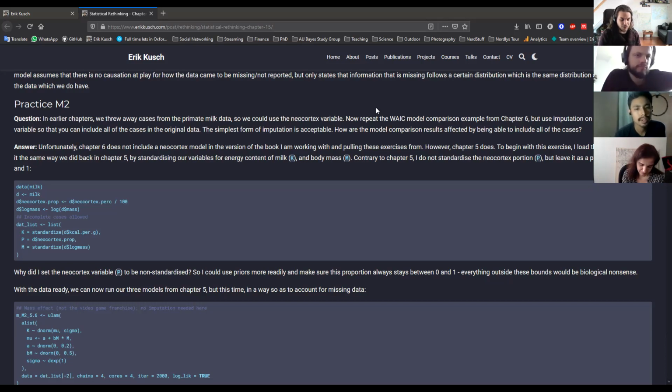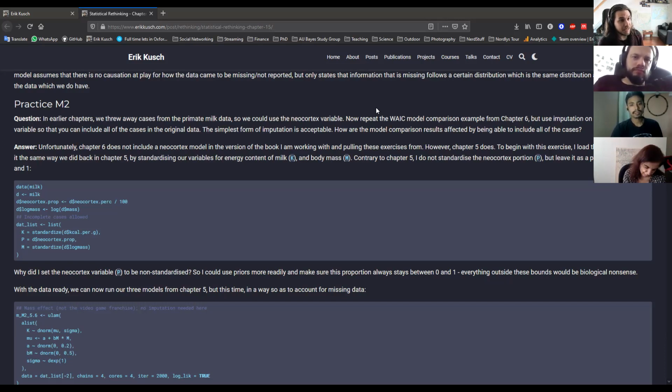So the question for M2 was that in earlier chapters, we threw away cases from the primate milk data so we could use the neocortex variable. That was complete case deletion. Now repeat the WAIC comparison example from chapter 6, but use imputation of the neocortex variable so you can include the incomplete cases. The simplest form of the imputation model is acceptable. How are the model comparison results affected by being able to include all of the cases?